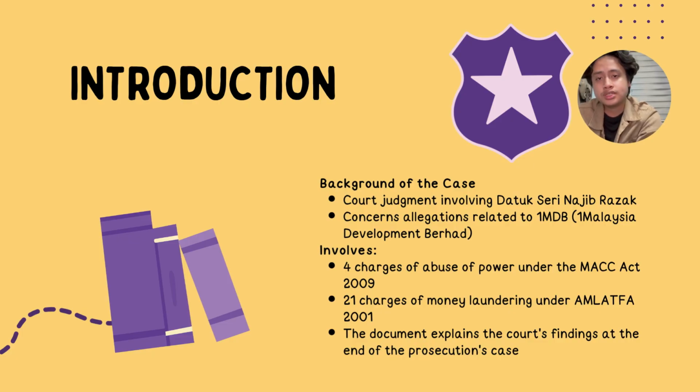So the background of this case is it involves a court judgment involving Datuk Sri Najib Tun Razak, the ex-Prime Minister of Malaysia. It concerns allegations related to the 1MDB case. It has 4 charges of abuse of power, 21 charges of money laundering, and this document also explains the court findings at the end of the prosecution case, and I will be explaining what is legal ambiguity next.